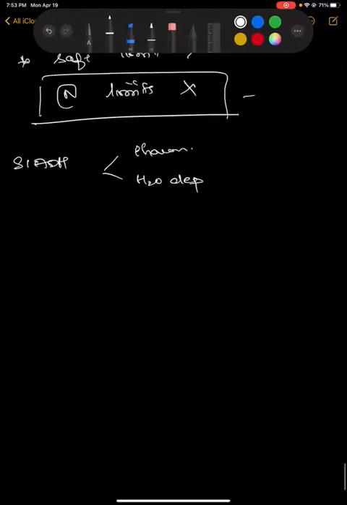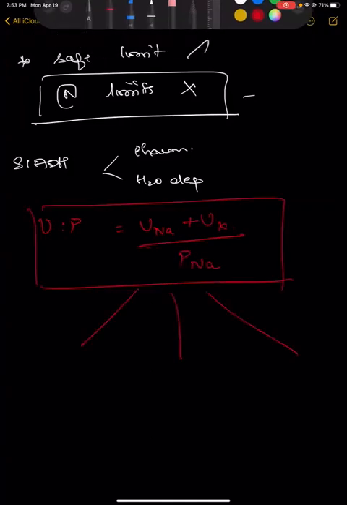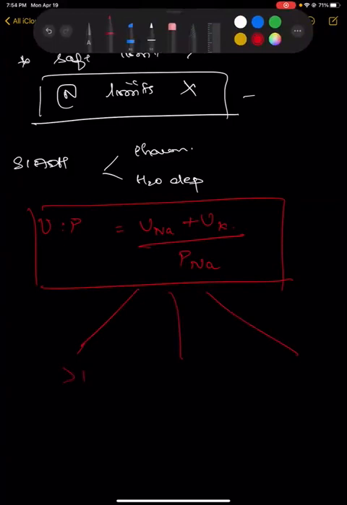For this, we need to know the urine to plasma electrolyte ratio, because based on this we know how much free water is being retained. The urine to plasma electrolyte ratio can be determined by urine sodium plus urine potassium divided by plasma sodium. Once you determine this, the ratio can either be more than 1, 1, or less than 1.